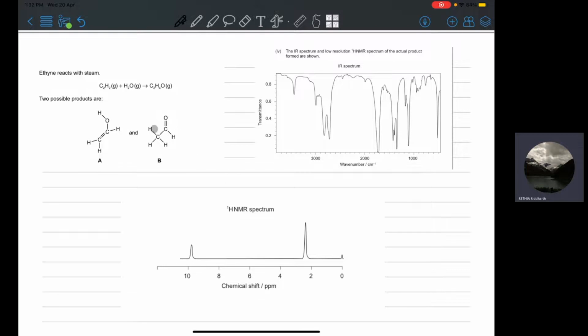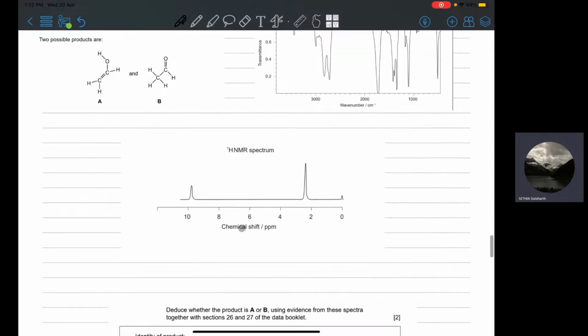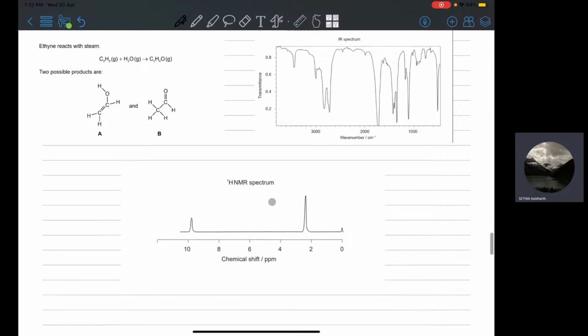The question starts off with a chemical reaction where ethyl reacts with steam to form this substance over here. Then they have said that there are two possible products of this substance, where it can either be A or it can be B. Based on that, they have given us some information on the IR spectrum of the product, and some information on the HNMR spectrum of the product.